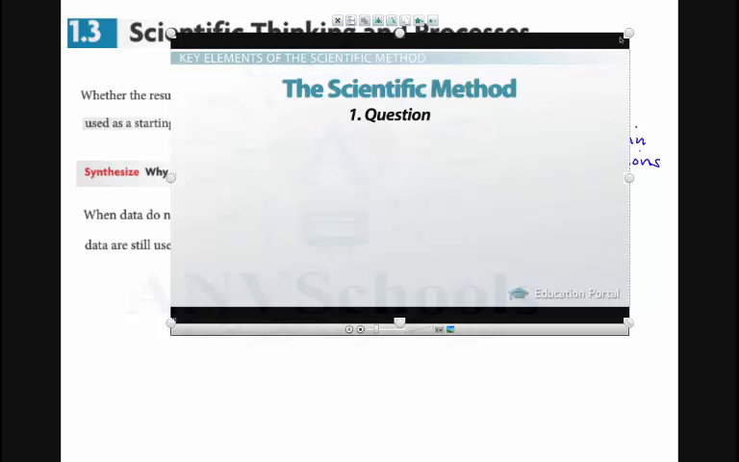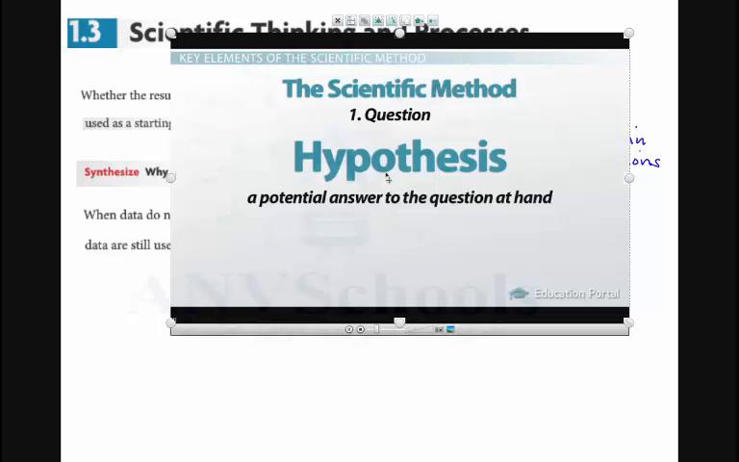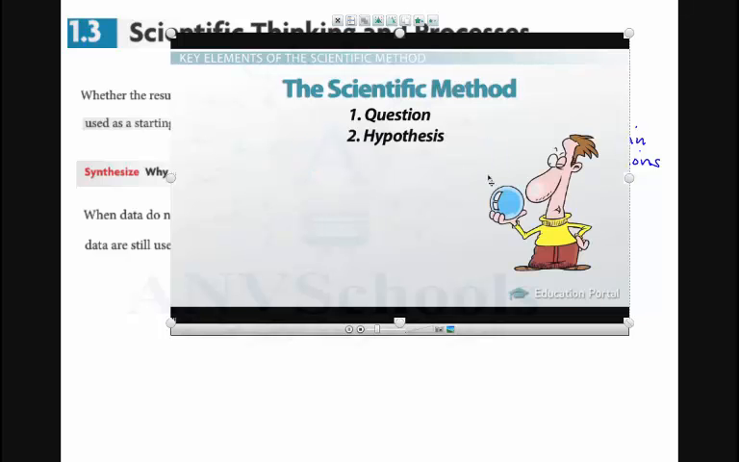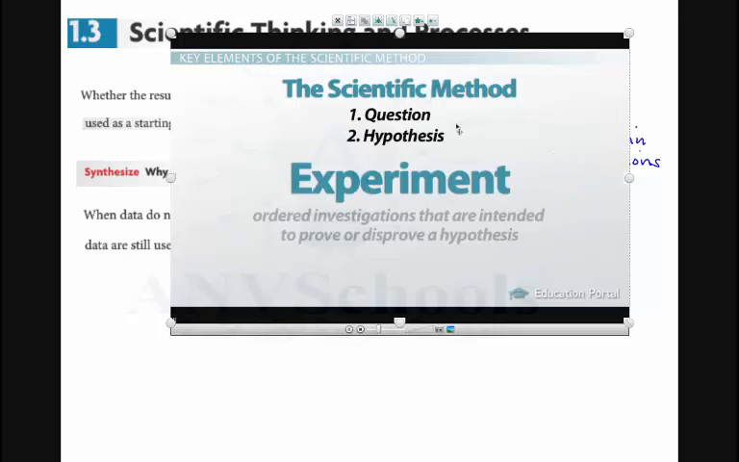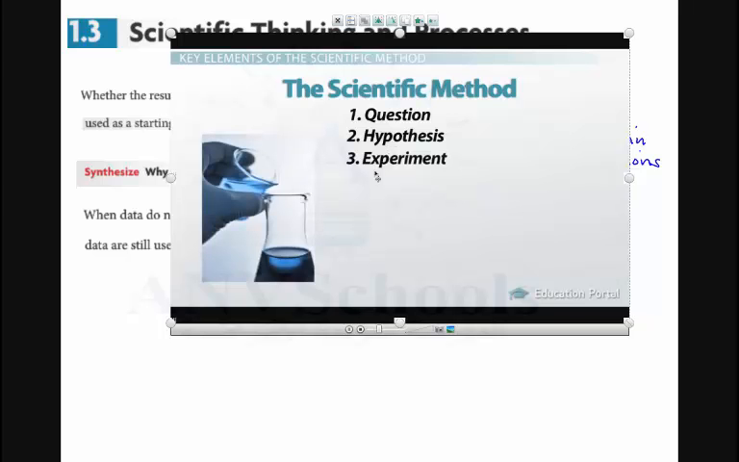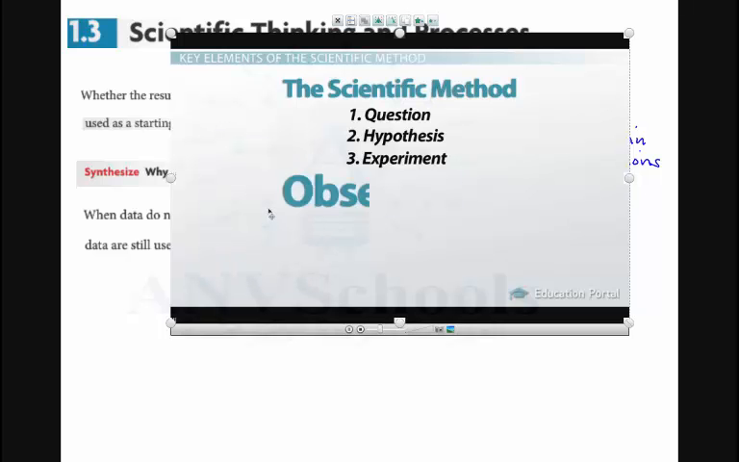The first section of it is question, and the next is hypothesis. So the question, you pose a question. After posing the question, you will ask about what you want to find out. Then you will create a statement of hypothesis, which of course you will need an experiment in order for you to come up with the correct results.